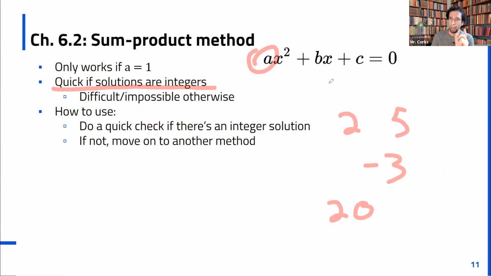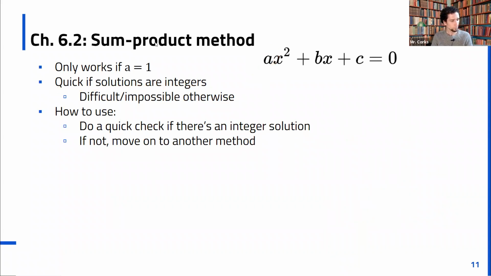So if the A value is 1 and the numbers look easy, then just look for a few factors and see if you can find the solution that way. If you're spending more than a few seconds on it and you don't see it, then go to a different method. Don't waste your time trying to find the solution this way. So it's just a nice shortcut method. It's not always going to work though. That's the strategy with this method.